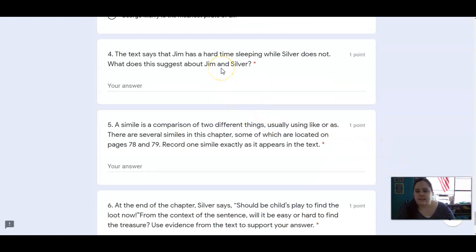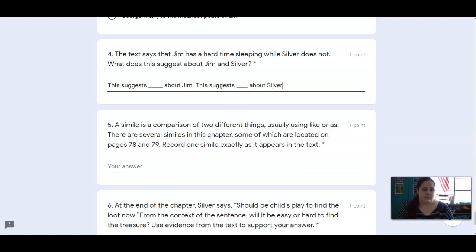Number 4, the text says that Jim has a hard time sleeping while Silver does not. What does this suggest about Jim and Silver? So we're going to start by saying, this suggests blank about Jim, and this suggests blank about Silver. So if Jim has a hard time sleeping right now, Silver does not, what does that say about their characters?